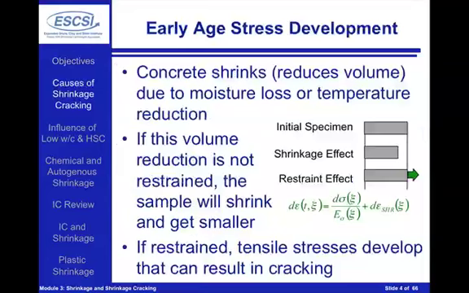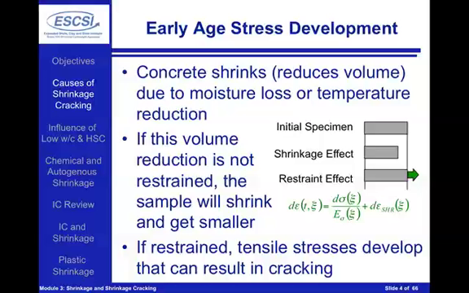So we want to talk a little bit about where these cracks may come from. Where do these early age shrinkage and thermal cracks come from? The basic idea is that concrete is going to reduce volume when it loses moisture or when there's a temperature reduction. As water leaves the system, concrete is going to shrink and get smaller. If this volume reduction isn't restrained, the concrete would just shrink, get smaller, and there really wouldn't be an impact.